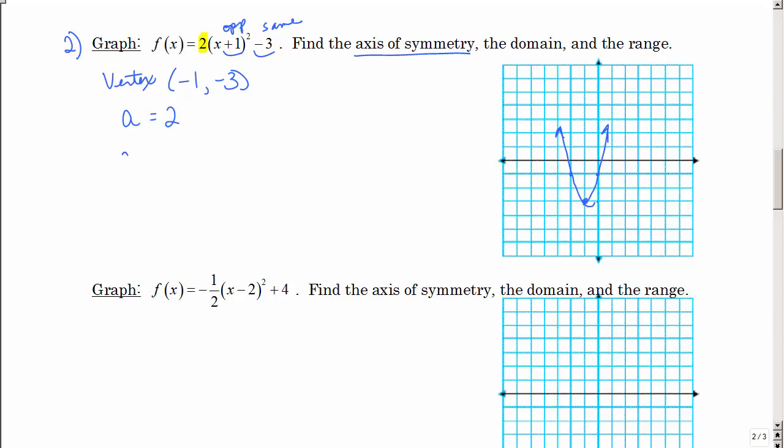Axis of symmetry, x equals. It's got to be x equals. Don't tell me just a number. That's wrong because it is a vertical line. X equals -1.